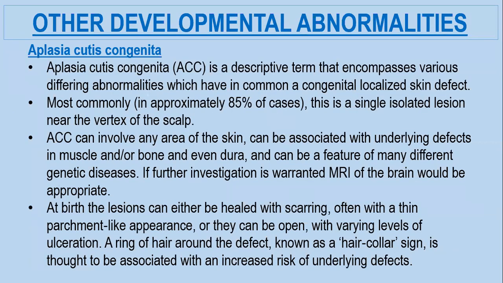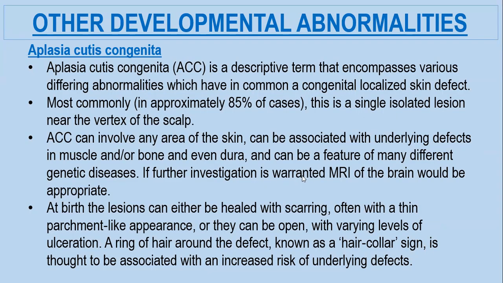Other developmental abnormalities include aplasia cutis congenita. Aplasia cutis congenita is a descriptive term that encompasses various different abnormalities which have in common a congenital localized skin defect. It is a large classification. Most commonly, in more than 85% of the cases, there is a single isolated lesion near the vertex of the scalp. So this is the most typical presentation of aplasia cutis congenita.